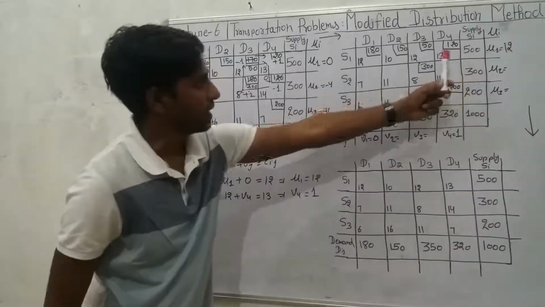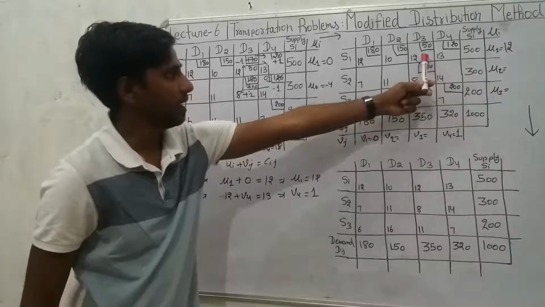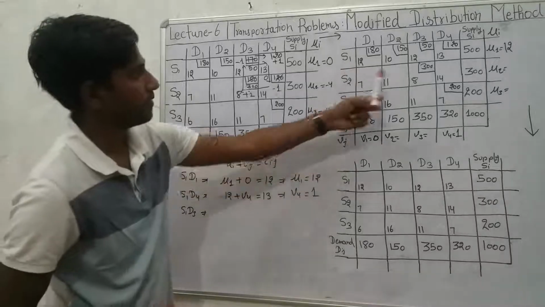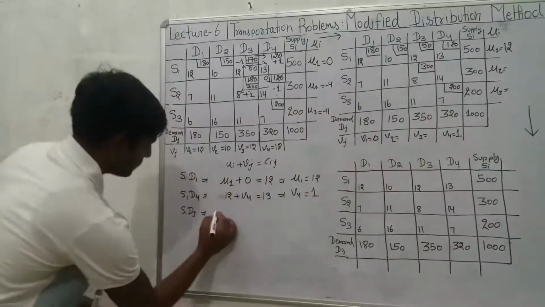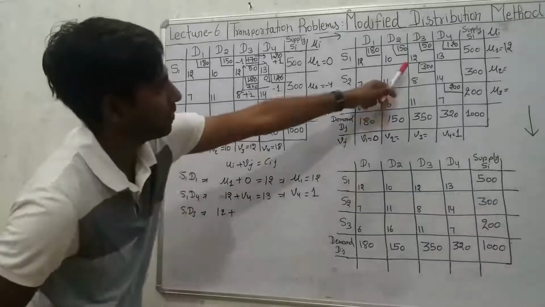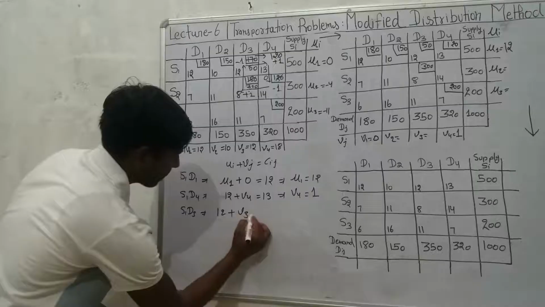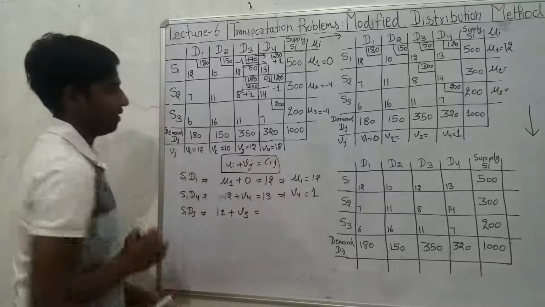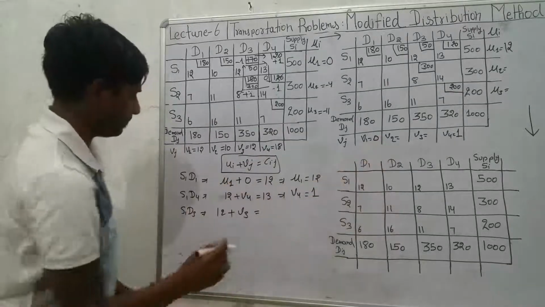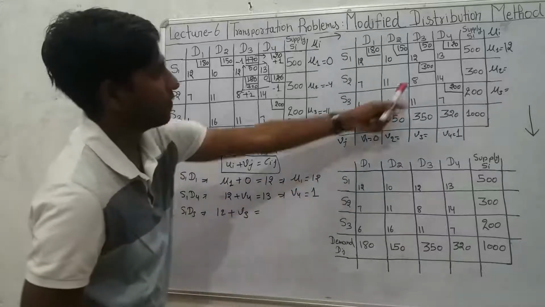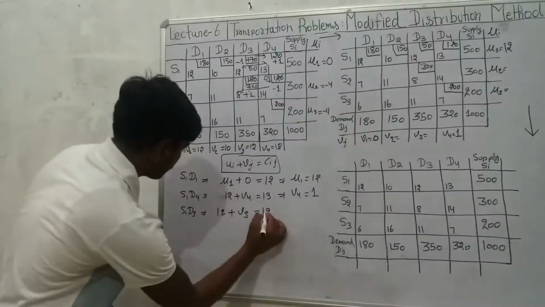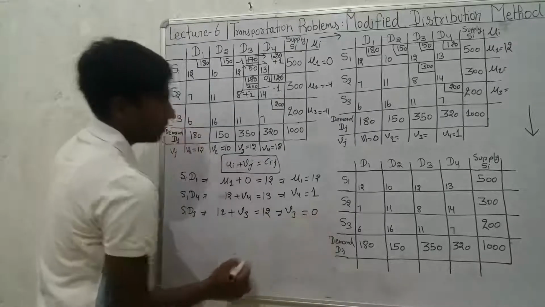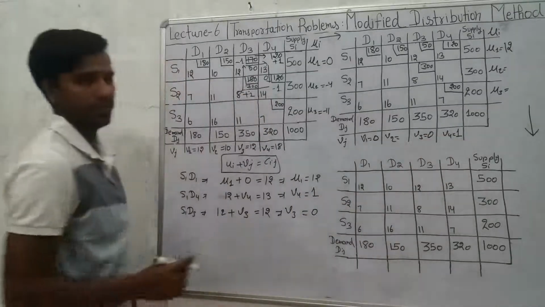Now again, the next occupied cell in this row is S1D3. For S1D3, what is the value of u1? It is 12 again, plus what is the value of v? We don't know. It is equal to the cost cij. Always remember this formula by calculating the index values. 12 plus v3, and what is the value of cij? It is 12. So v3 would be equal to 12 minus 12, that is 0. So v3 would be equal to 0.